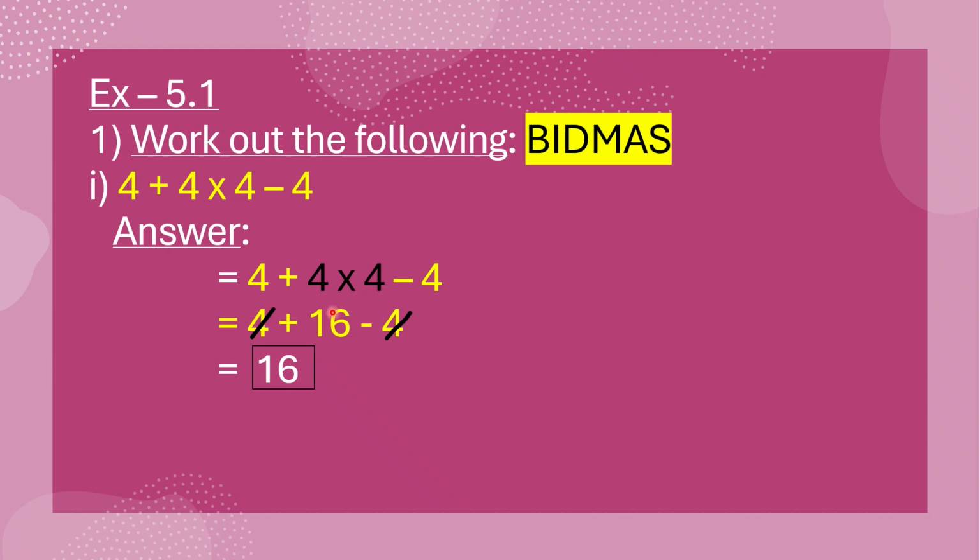So 4 into 4 is 16. So 4 plus 16 minus 4. So we cancel the 4's. So plus 4 and the minus 4 get cancelled. So the final answer is 16.